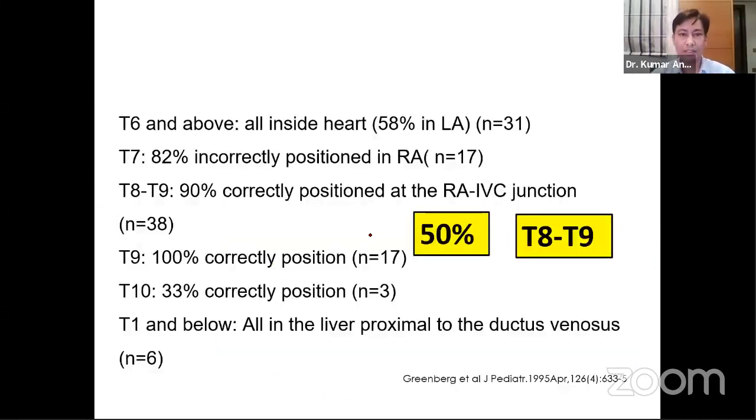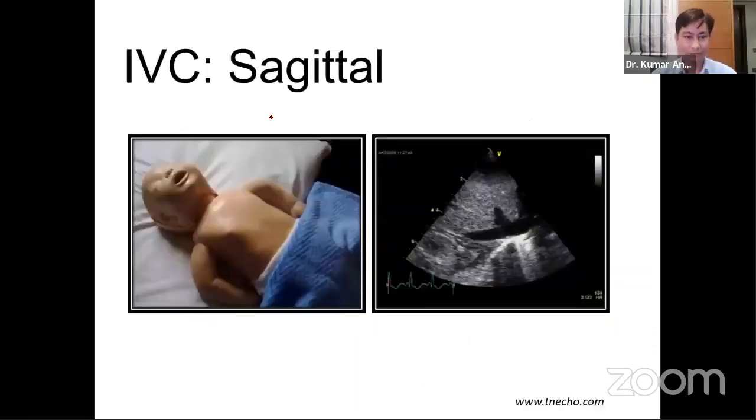What studies have found is that if you target T8 to T9, 90% are in the correct position between the right atrium and the IVC. If you target T9, they are mostly in the correct position. If you target T6 and above, they are all inside the heart.